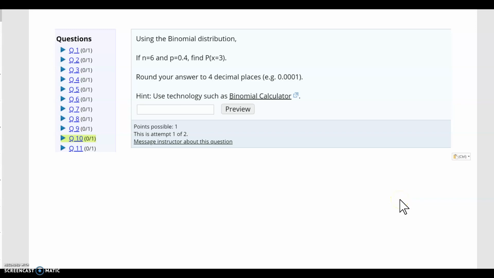Hi everyone, this question is very similar to the previous one. We have to use something called a binomial calculator. We don't go in depth into that in this course, we just need to know that a binomial calculation exists. The trick is just knowing where each one of these numbers go. So n equals 6 is the number of trials.